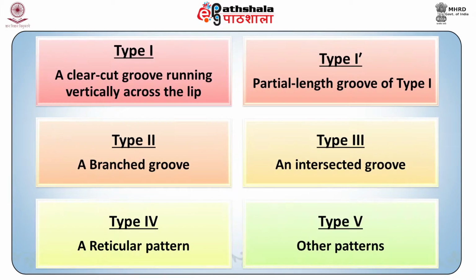Type first, a clear-cut groove running vertically across the lip. Type second, a partial-length groove of type first. Next is type second, a branch groove. Then type third, an intersected groove. Type fourth, a rectangular pattern. And type fifth, other patterns. This organization is very generally used for recording the prints on the lips.